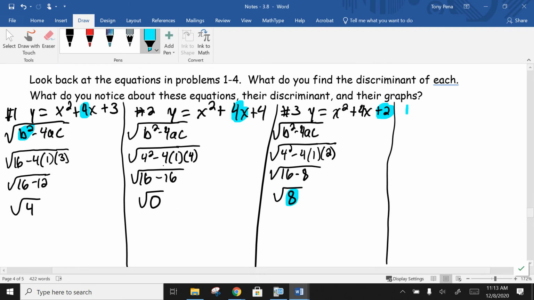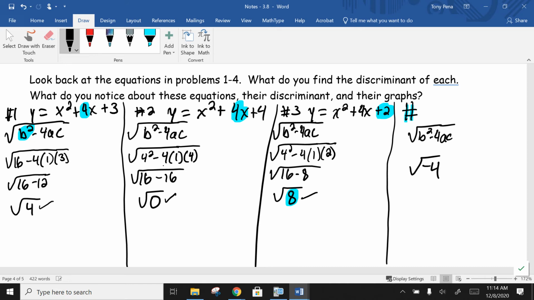Number 4, we won't go all the way through it because we just talked about it. But in number 4, when we did all of this work, remember how we got a negative 4 underneath it? That's why we get these 2 imaginary solutions. Okay, so those are the 4 different things that can happen. We can get a nice perfect square, we can get a non-perfect square, we can get 0, or we can get a negative number. Okay?